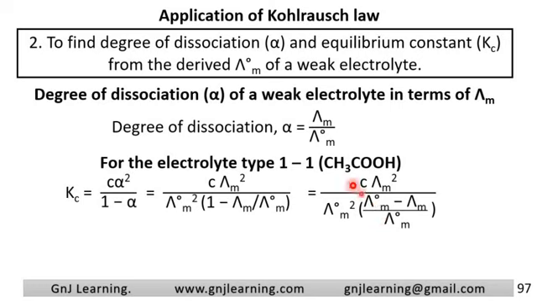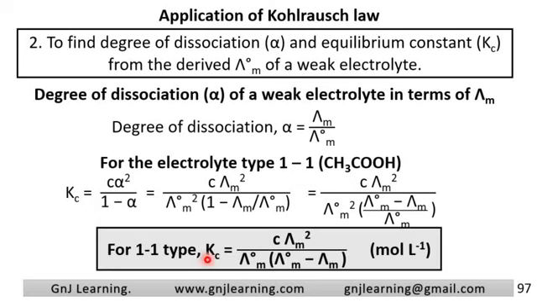In most cases you have to find out alpha, then you can substitute alpha here and find out Kc. So this is the equation to study for Kc: C into lambda m square divided by lambda m0 into lambda m0 minus lambda m. This is the equation that you have to study. In the case of 1,1 type, the unit of Kc will be mole per liter. The unit of Kc is generally not that important, but in this case, since you are getting alpha and there is only one concentration term in molarity, all others are fractions without unit. So you can write the unit of this Kc as mole per liter.